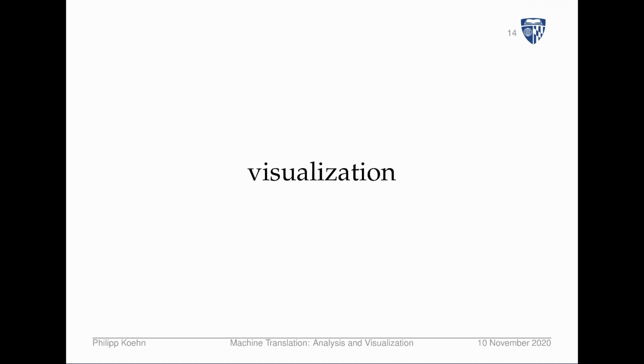Okay, let's move on to another topic. This is not so much looking at errors, but just at what is happening in these models. How does it make predictions? What do we see?